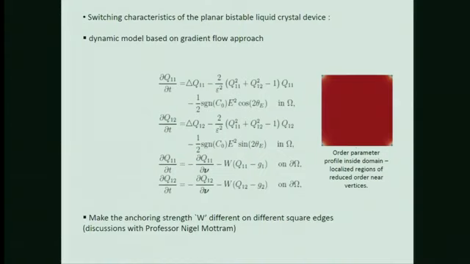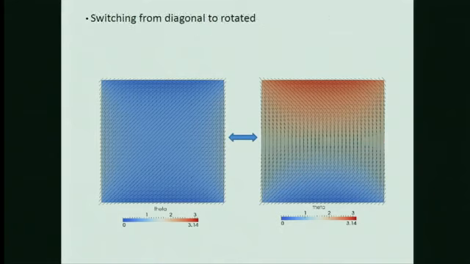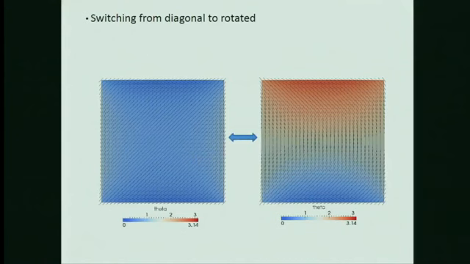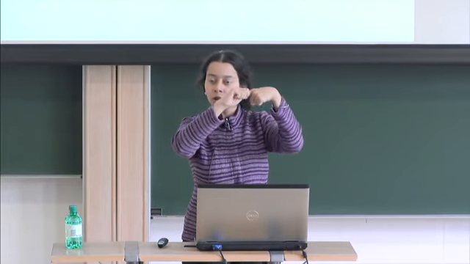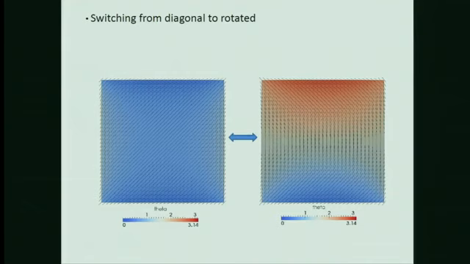And the important point, what was interesting, is we could only achieve switching by making the anchoring strength W different on the four square edges. And this was actually suggested by Nigel Mottram. So here I have a picture. Here we're trying to simulate the switching between a diagonal state and a rotated state. If you look at the two pictures, they have different alignment on the top edge. And what we did is we made W 10 times smaller on the top edge compared to the other three.